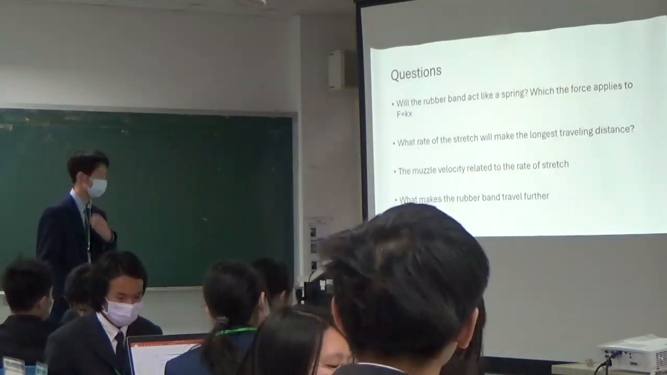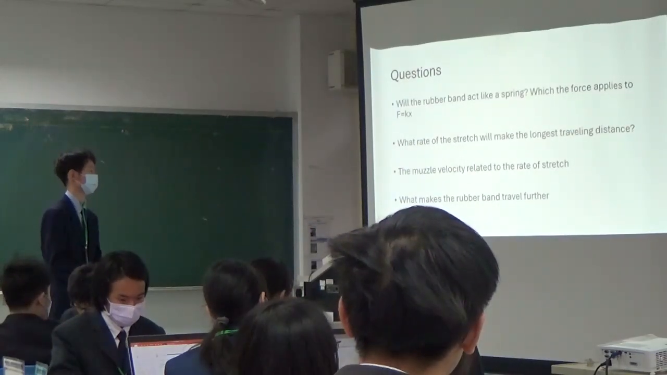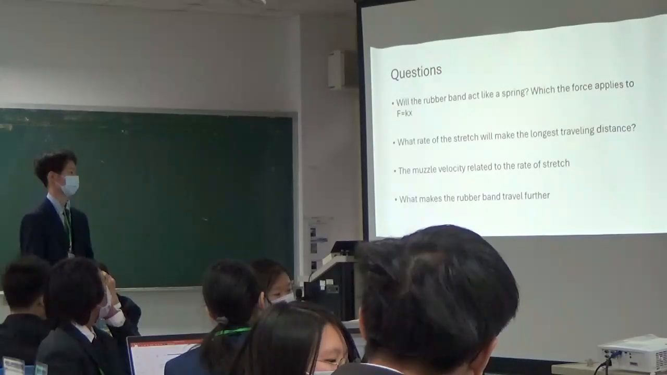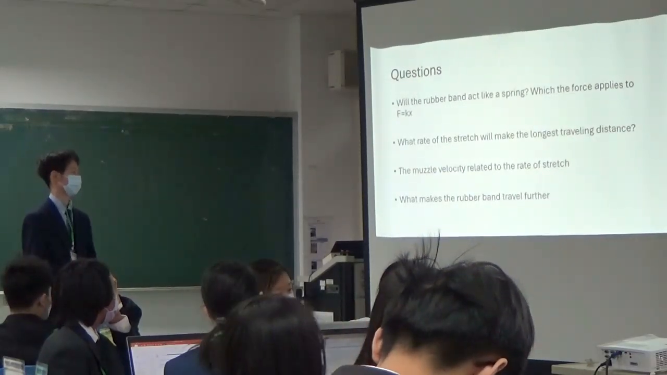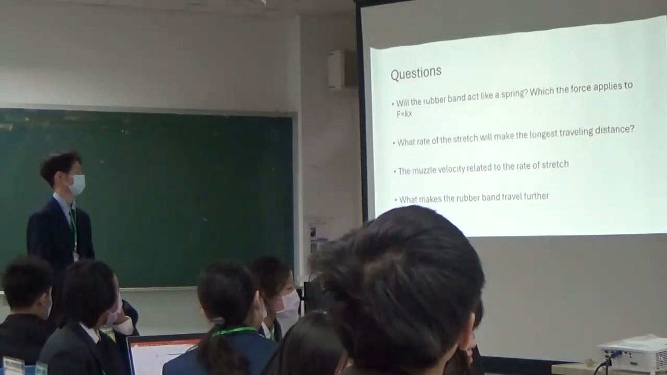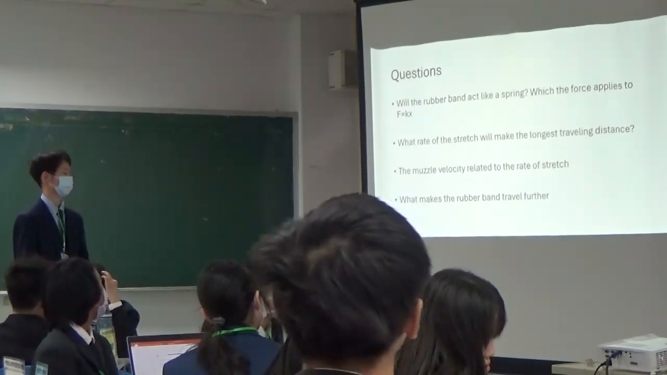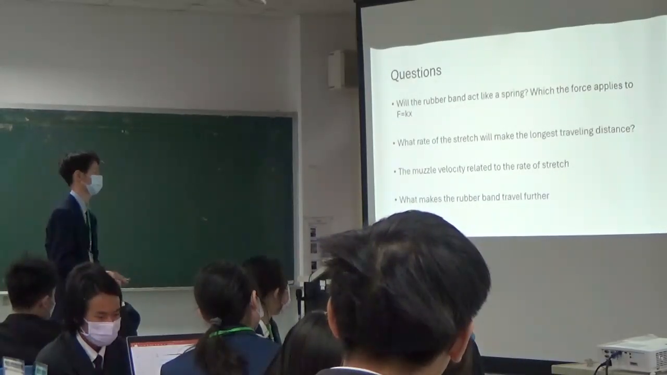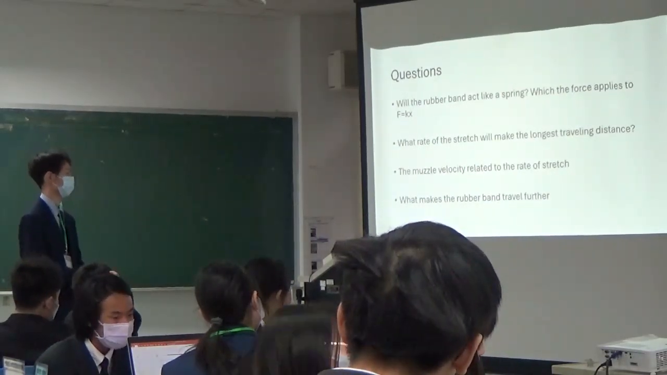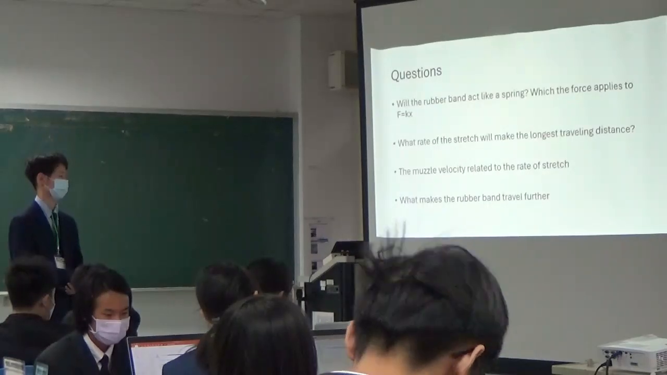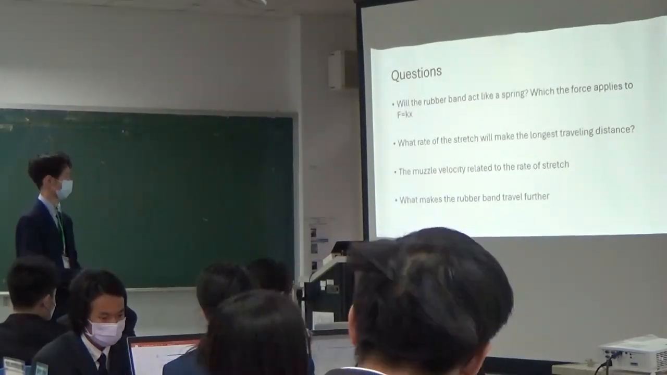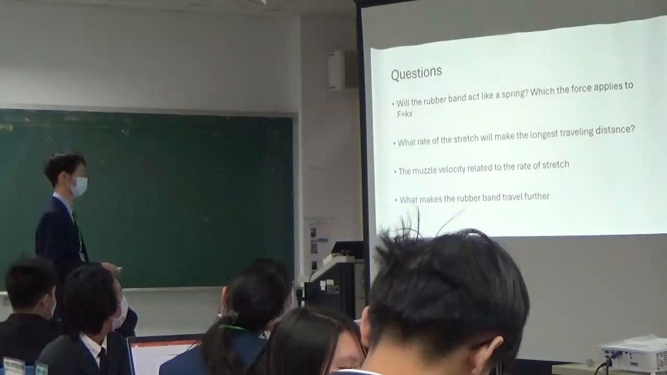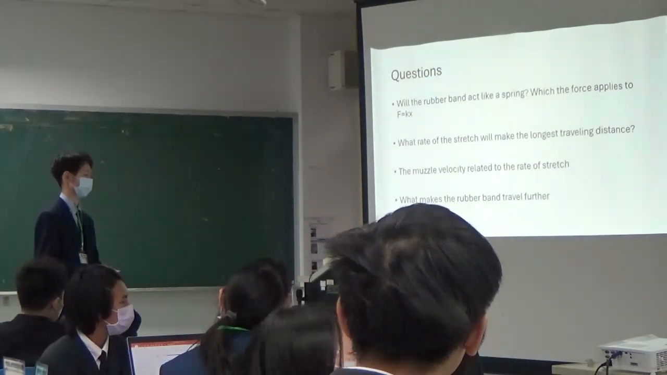So here are some questions that we would like to discuss. Will the rubber band act like a spring, where the force follows F equals kx? What rate of stretch will make the longest traveling distance that the problem has asked for? Is the muzzle velocity related to the rate of stretch, which could influence the traveling distance? And also, what truly makes the rubber band travel further?